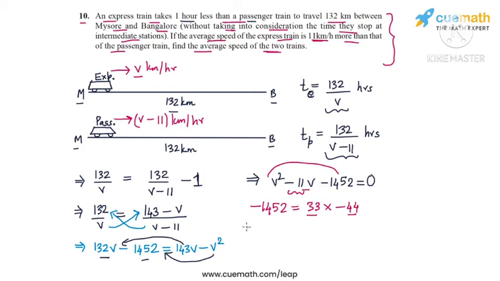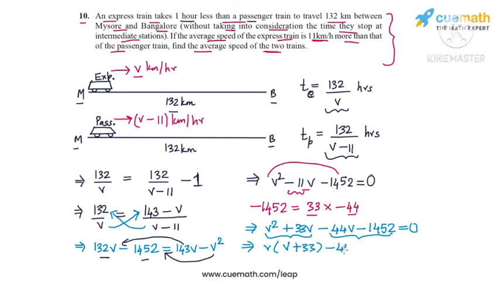So let's do that. So we will get v square, and then -11v becomes 33v minus 44v, and then -1452. This is equal to 0. So from the first pair of terms v square plus 33v, we can take out v common, so v times v plus 33. And then from the second pair of terms, we can take out -44 common, so -44 times v plus 33. This is equal to 0. And now we can take out v plus 33 common, so v plus 33 times v minus 44. This is equal to 0.